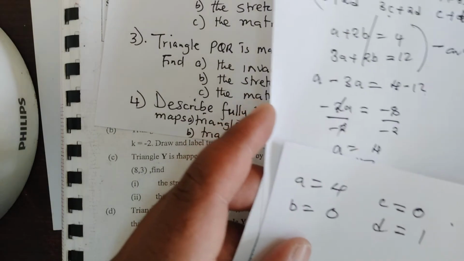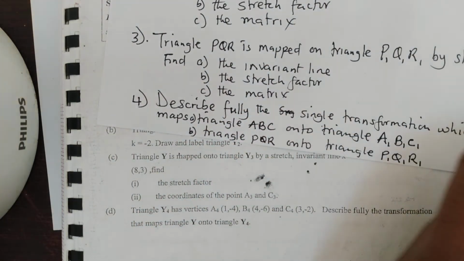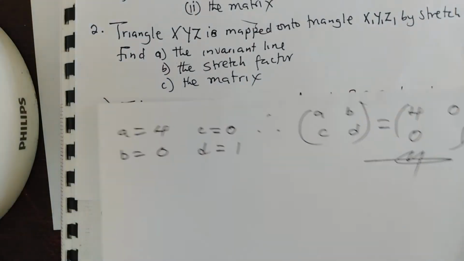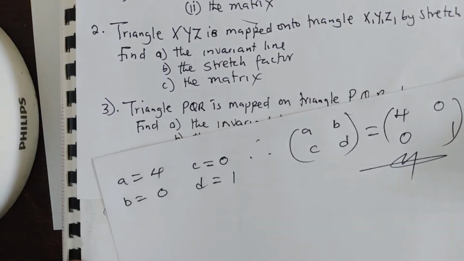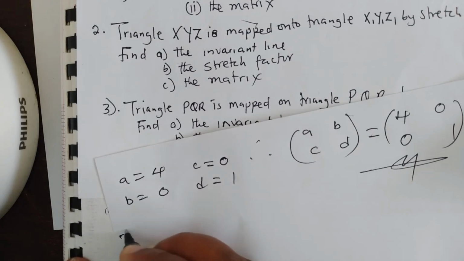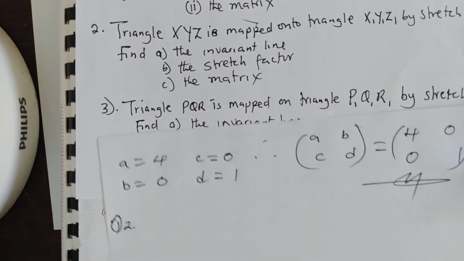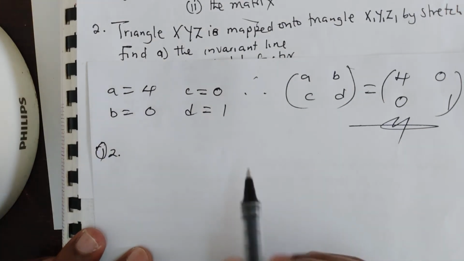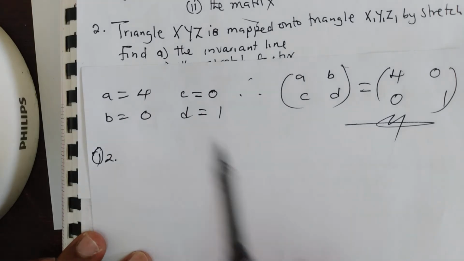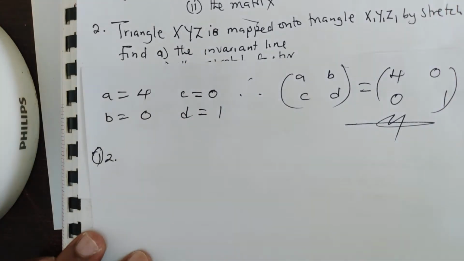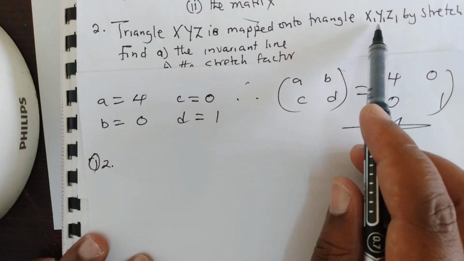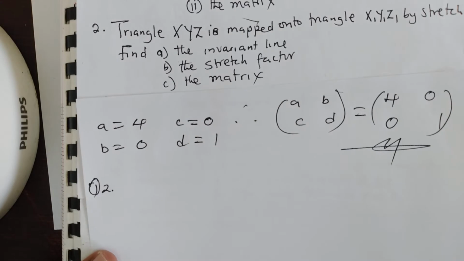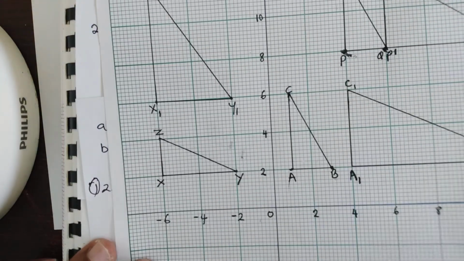The next question is, I think, question 2. So now I'm going to question 2. So we are saying this triangle XYZ is mapped onto X1, Y1, Z1 by a stretch. We find the same. So it's the same.